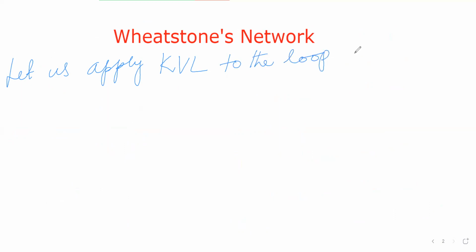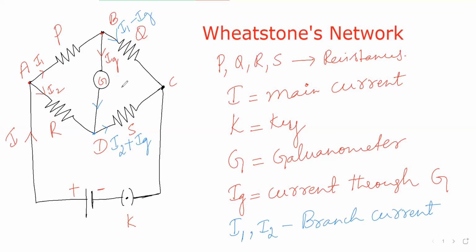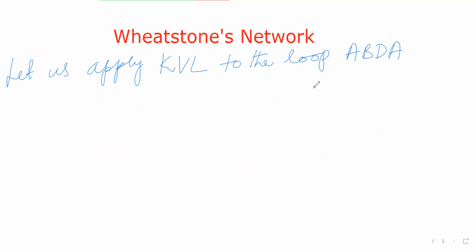Let us apply KVL to the loop ABDA. Let me take this loop as the first loop. A, B, D, A is the first loop. For that, we have to apply KVL.